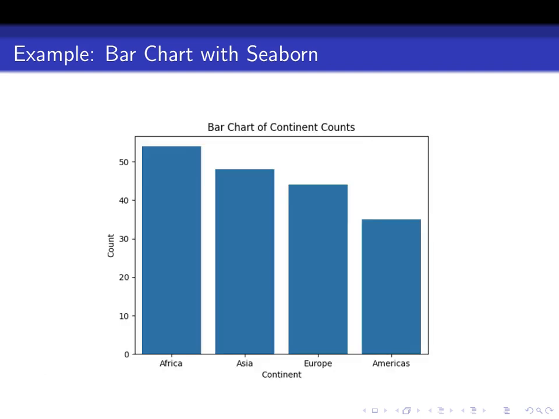The next slide contains the figure generated by our first code snippet. It shows a bar chart created using Seaborn, visualizing the count of countries grouped by continent. This chart allows us to quickly observe which continents have more countries in this dataset and identify patterns across groups.